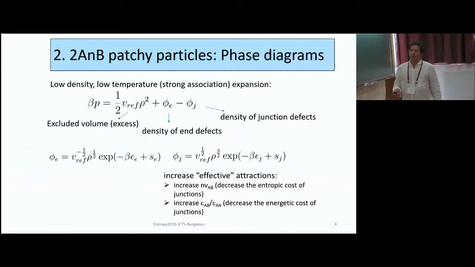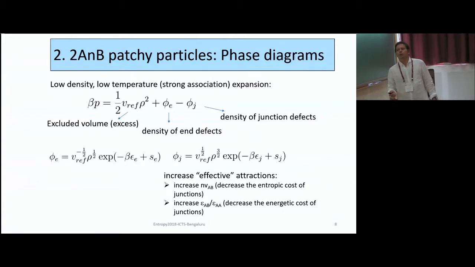And the phase behavior can be calculated with the theory, and you can take the theory and make an analytic expansion for low density systems and for low temperature, that means strong association or strong self-assembly between the particles, and you get a very simple expression.